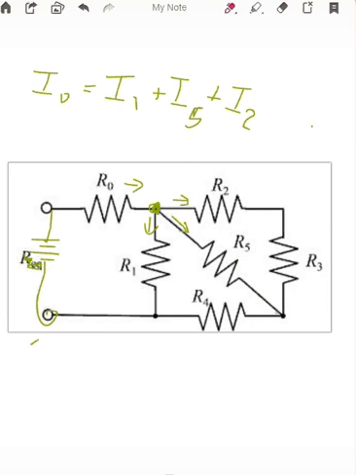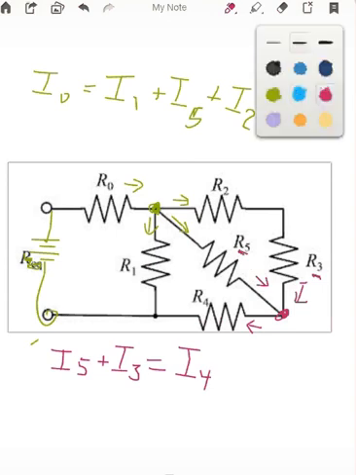I'll pick another junction, and I'll pick a junction right there. So if I keep following it, current's flowing this way, current's flowing this way. It's got to flow out somewhere, so it must be going this way. So the current flowing in, the current of 5, there we go, plus the current of 3, so we've got 5 and 3 equals the current flowing out, and the current flowing out is the current of 4.